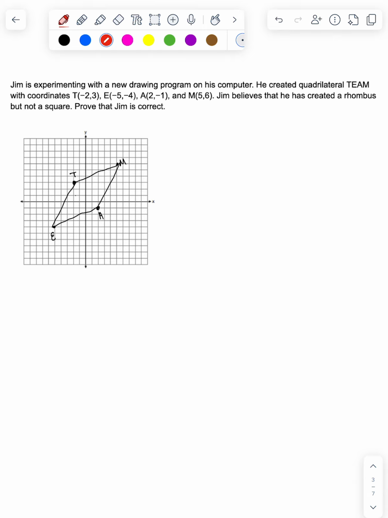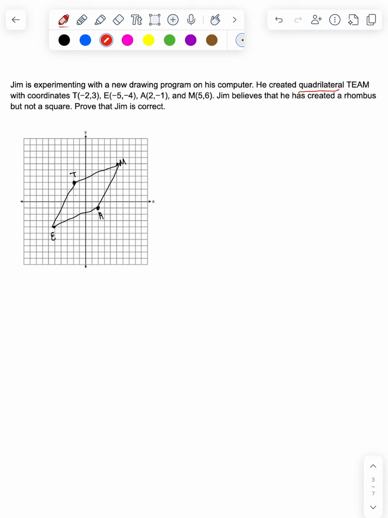So the very first thing is that TEAM right now is just a quadrilateral. That's just a four-sided shape. Before it could be this rhombus that Jim believes it is, it first has to be a parallelogram, because in order to be a rhombus, it does have to be a parallelogram. So my first step is I need to prove that I have a parallelogram, and then after that, I need to prove that I have a rhombus.